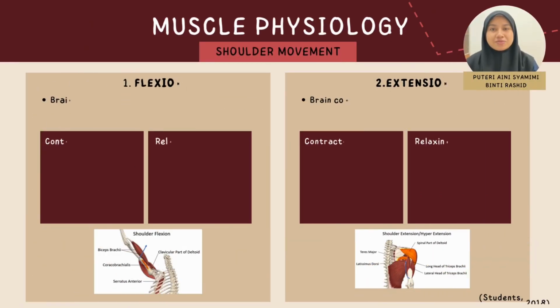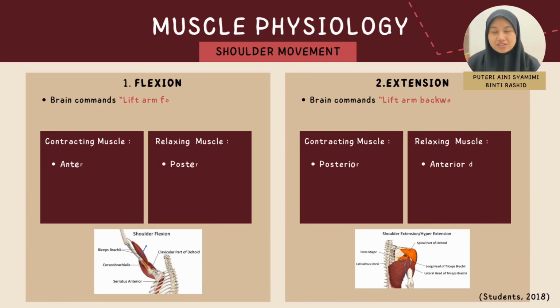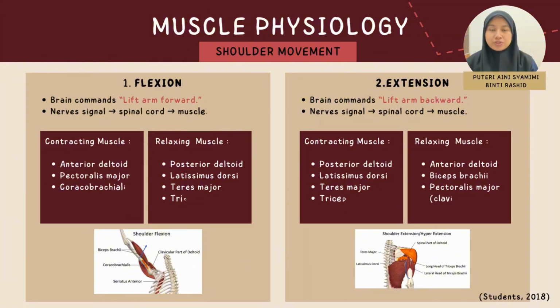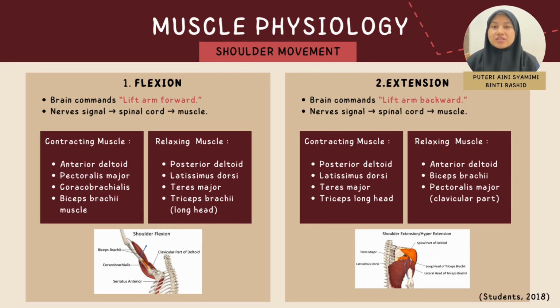Next, I'm going to explain about shoulder movement and the muscles involved. So, the main movements of the shoulder include flexion, extension, abduction, adduction, internal rotation, external rotation, and circumduction. Without further ado, let's take a look at the first movement, which is shoulder flexion. It is a movement of the shoulder in a forward motion. The brain gives commands to lift the arm forward.